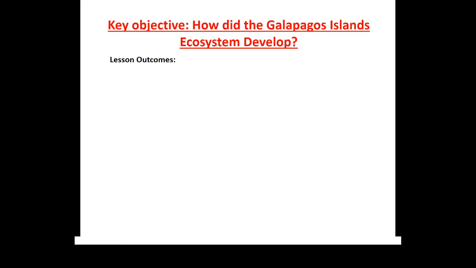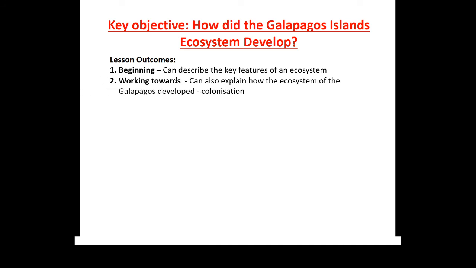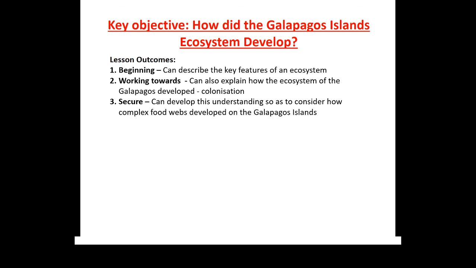So, hopefully by the end of today's lesson, you should feel comfortable describing some of the key features of an ecosystem. You should be able to explain how the Galapagos developed with colonisation, and hopefully you now can understand how food webs have developed on the Galapagos Islands. Further to this, you now should be able to understand how food webs are very complex but very fragile and very easy to collapse.